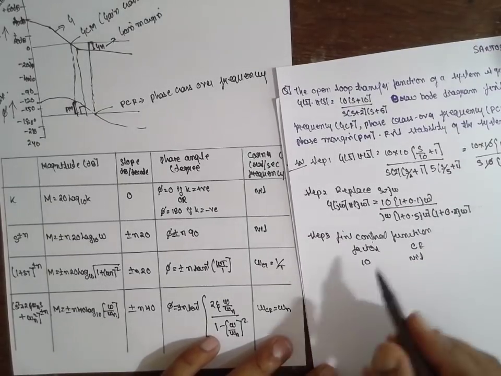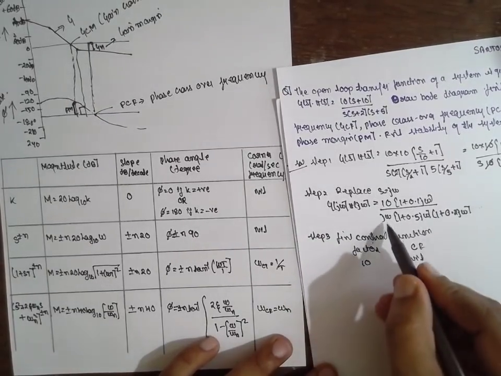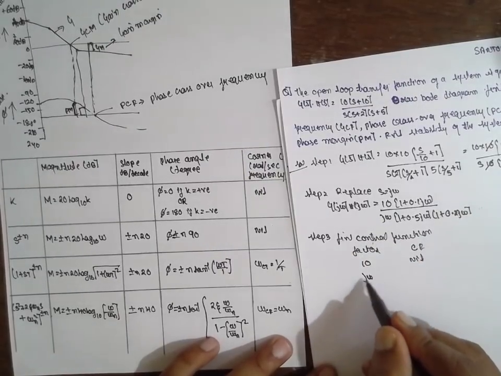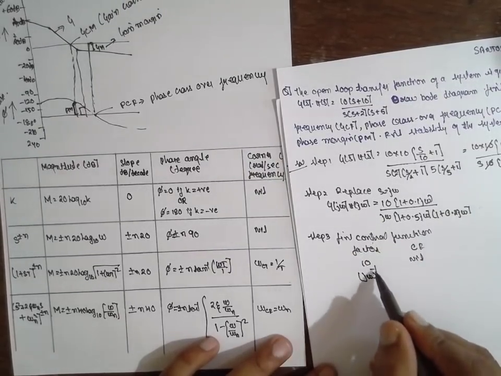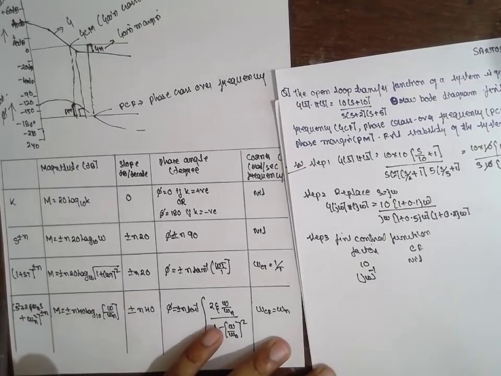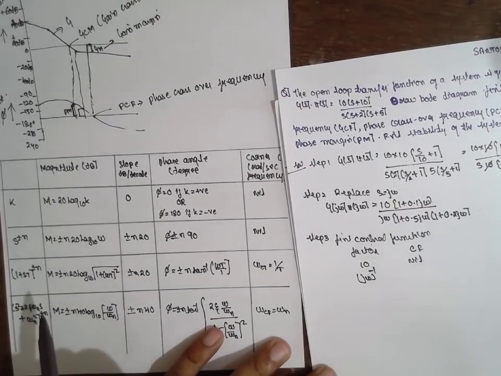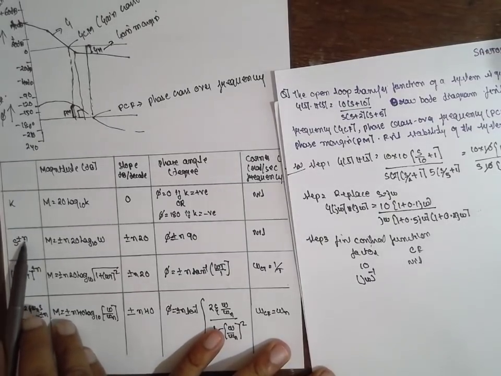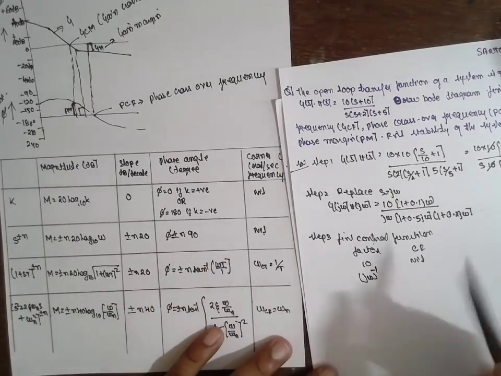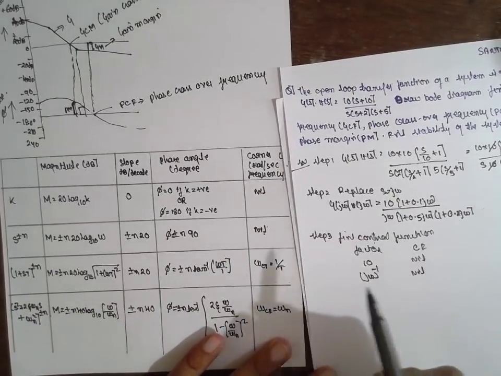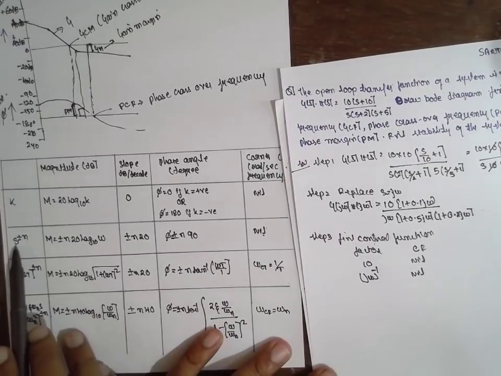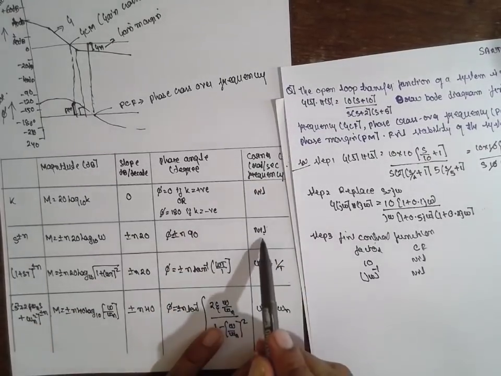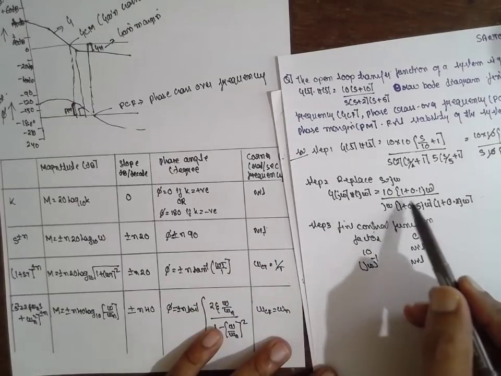Next, j omega, which is at the bottom, is written in the upward form as (j omega)⁻¹. If it is j omega raised to plus or minus n, then the corner frequency is nil. In place of s I have substituted j omega, so the corner frequency is nil. Next, I will go for finding this one.